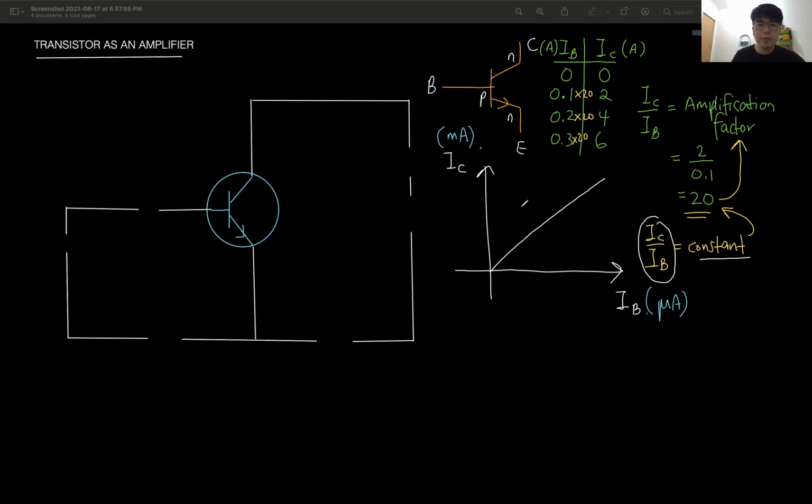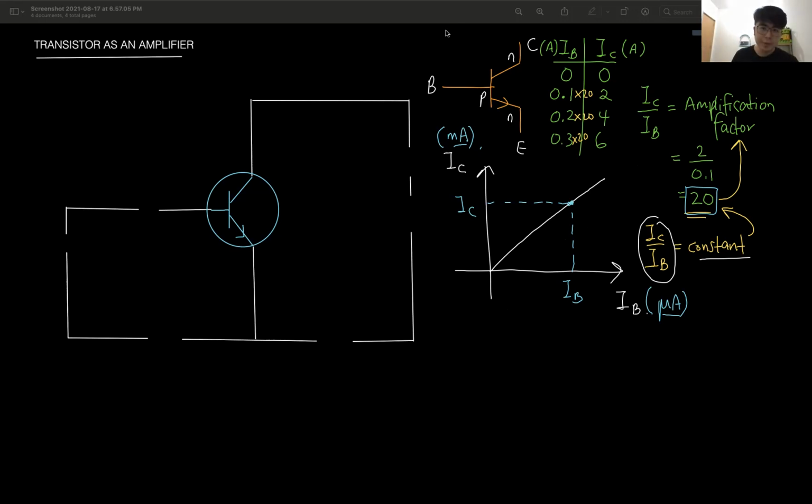Now, this is microampere, this is milliampere. What is the amplification? The amplification is 20 times. It doesn't mean that if this is micro and this is milli, the amplification factor is 1,000 times. No. The amplification factor is the gradient, okay? So it is 20 times. If you take the gradient of this, IC against IB, y divided by x, you get 20 times for this one.